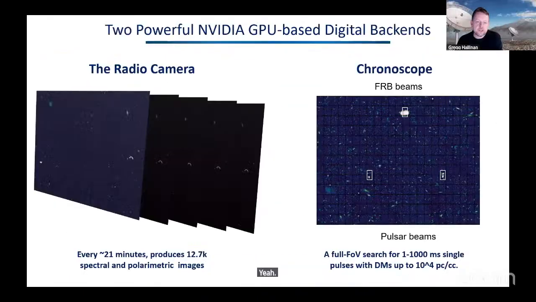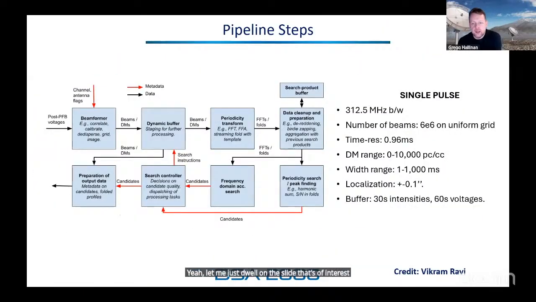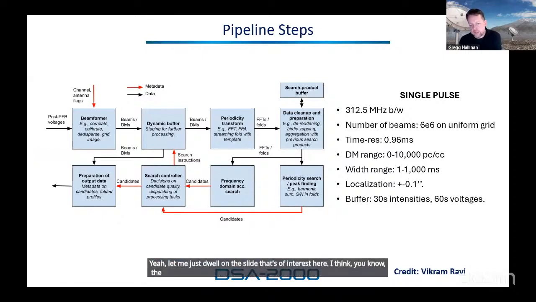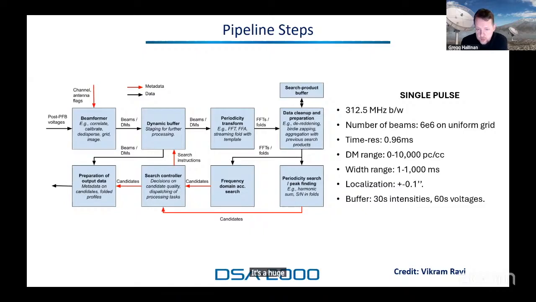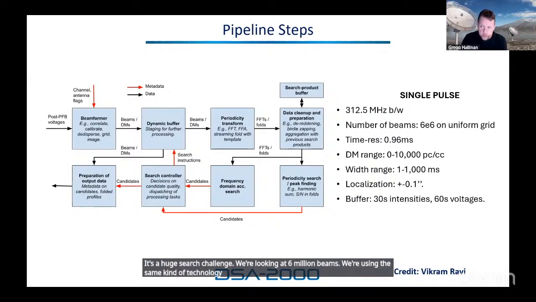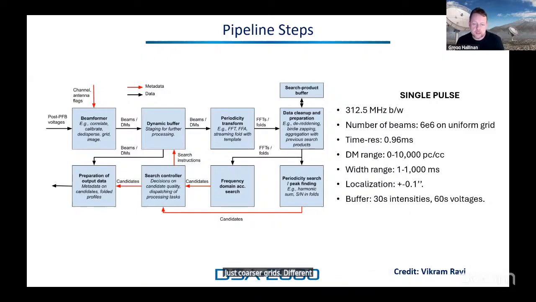Yeah, let me just dwell on the slide that's of interest here. I think the numbers to focus on are on the right-hand side. It's a huge search challenge. We're looking at 6 million beams. We're using the same kind of technology as in the main radio camera, just coarser grids, different convolution kernels. And the formation of those beams presents a huge challenge.